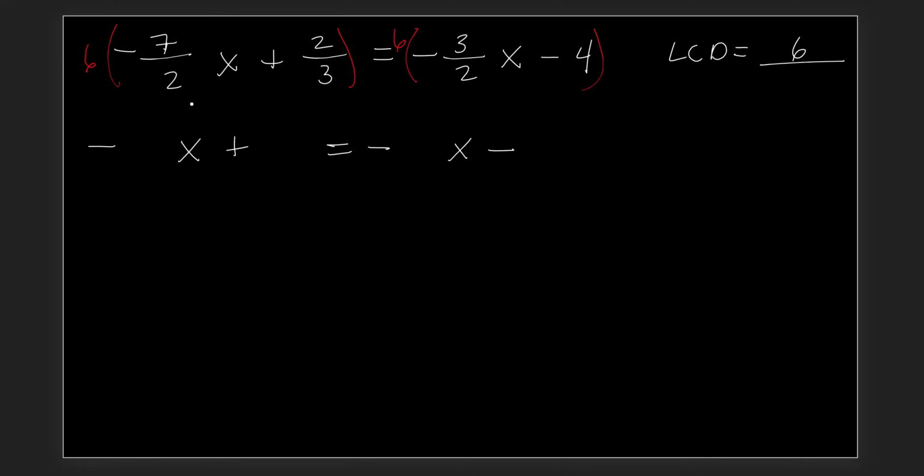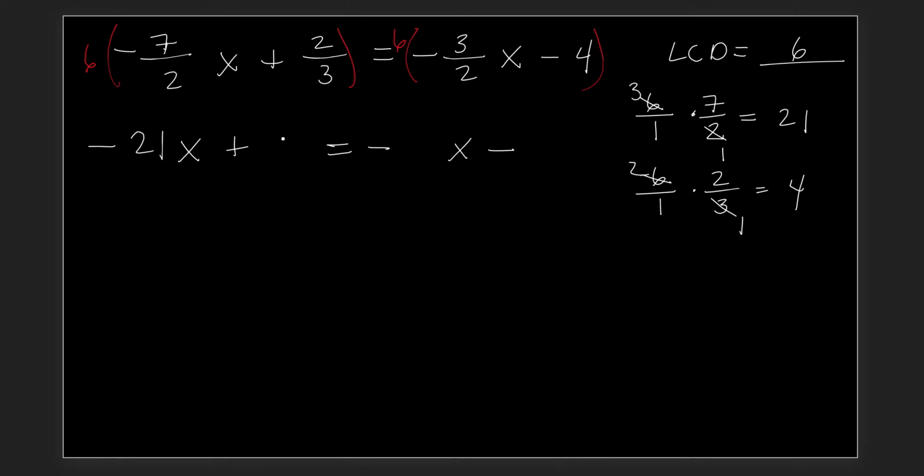So we have 6 times 7 over 2, so I'm going to take this over here. And that means 2 goes into 2 one time, 2 goes into 6 3 times, that's 21. So negative 21x. 6 times 2/3 is next, so 3 goes into 3 one time, 3 goes into 6 2 times, and that's 4. So plus 4 equals negative something. Then we have 6 over 1 times 3 over 2. And so 2 goes into 2 1 time, 2 goes into 6 3 times, and that's 9. So negative 9x. And then we have 6 times negative 4, which is a negative 24.